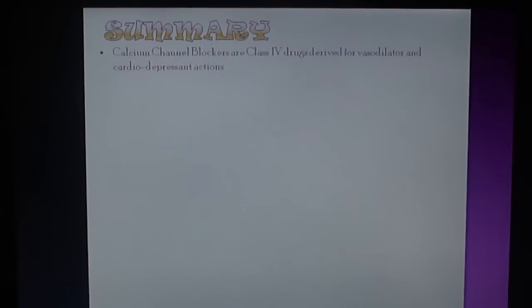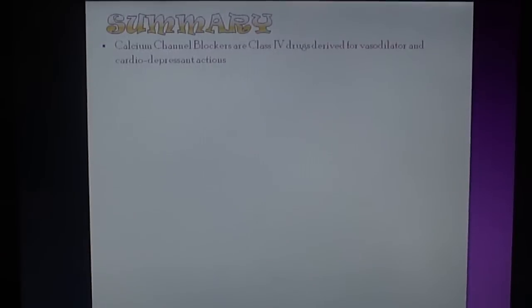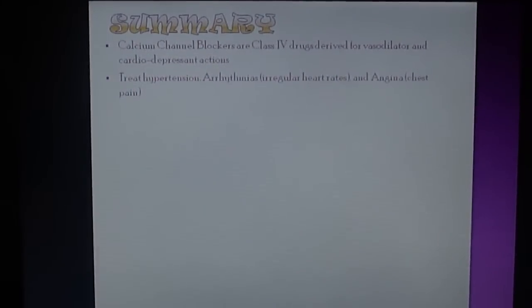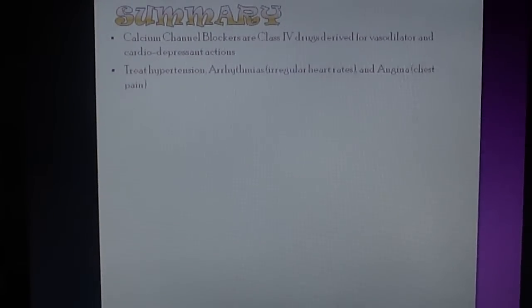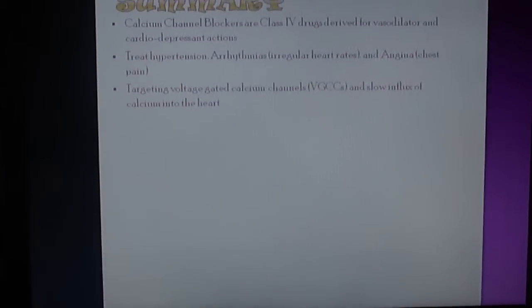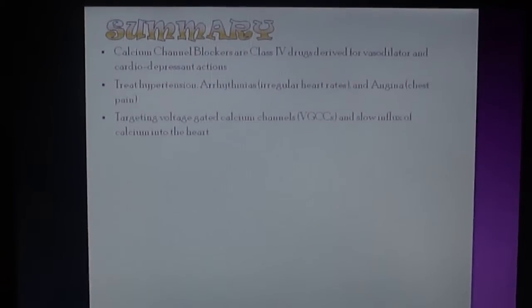In summary, calcium channel blockers are class 4 drugs derived for vasodilator and cardiodepressant actions. They're used to treat hypertension, arrhythmias, which is irregular heart rate, and angina, which is chest pain. Targeting voltage-gated calcium channels, they slow influx of calcium into the heart.